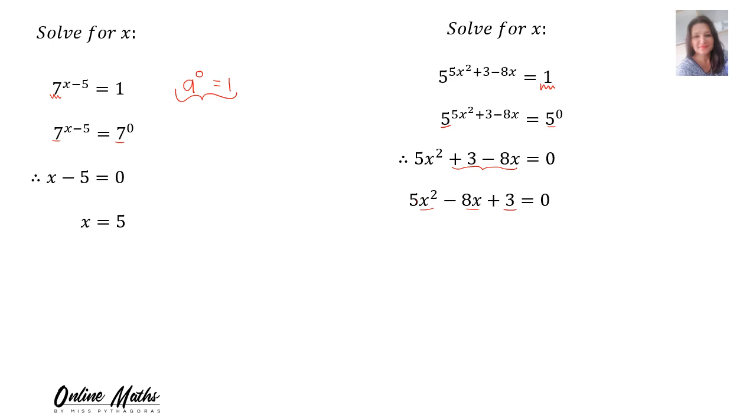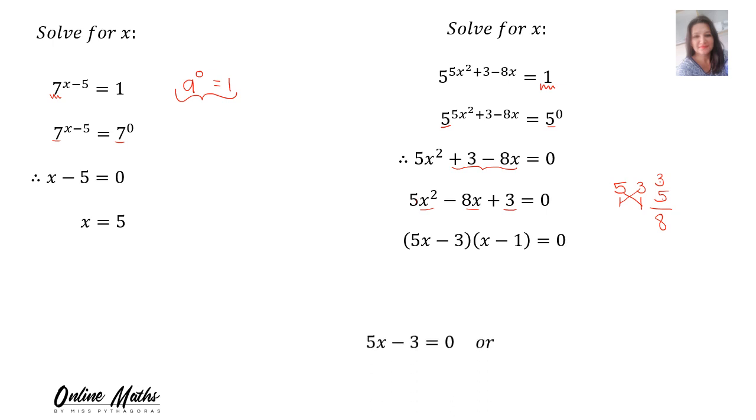So we say the factors of 5 are 5 and 1. The factors of 3 are 3 and 1. I want the middle term to be 8. 5 times 1 is 5. 3 times 1 is 3. Can 3 and 5 give you 8? Yes, indeed. So then your brackets, your factors will be bracket 5x minus 3 and bracket x minus 1 equal to 0.